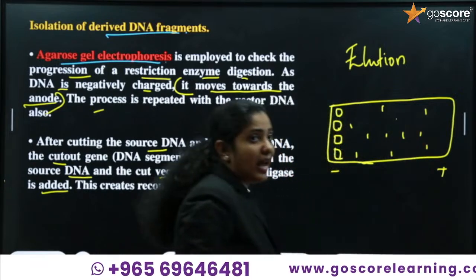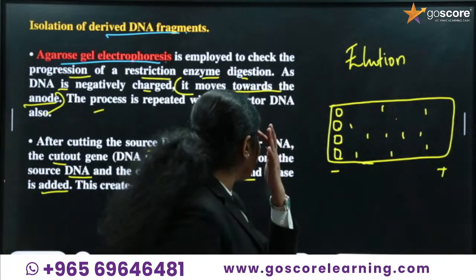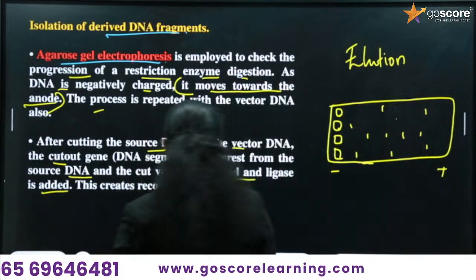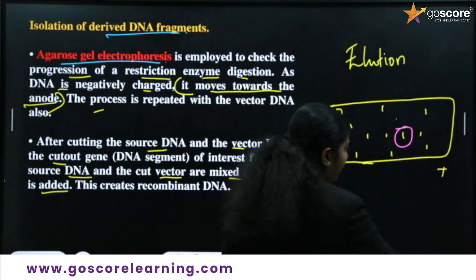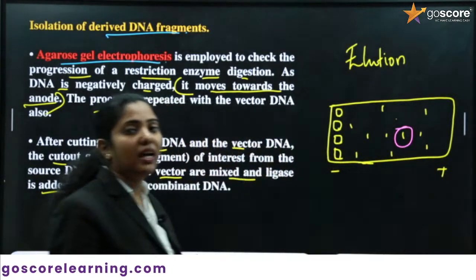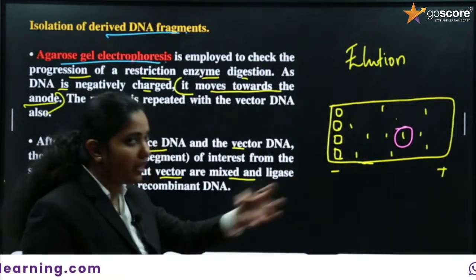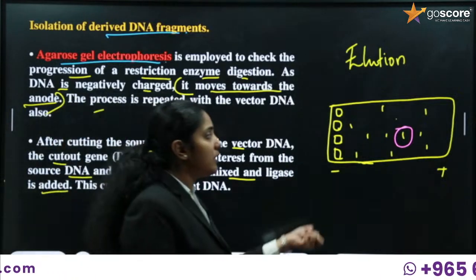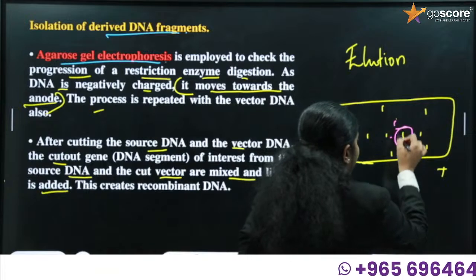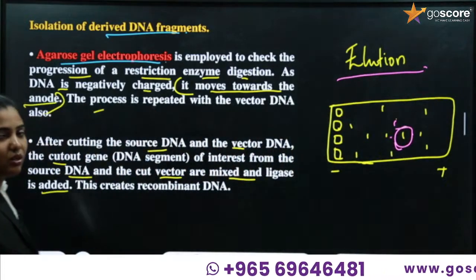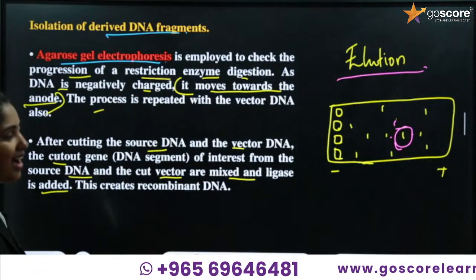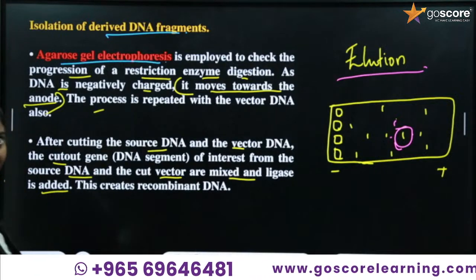Then what happens next? My desired DNA is this. I have to get this as the desired DNA. After viewing it under ethidium bromide, I have taken that, and then what happens? That separation of this particular DNA is known as elution. Clear? After elution, we got the desired DNA.